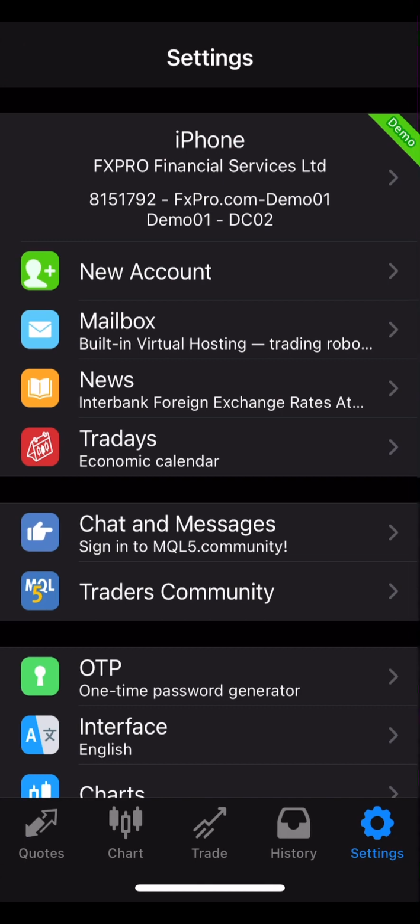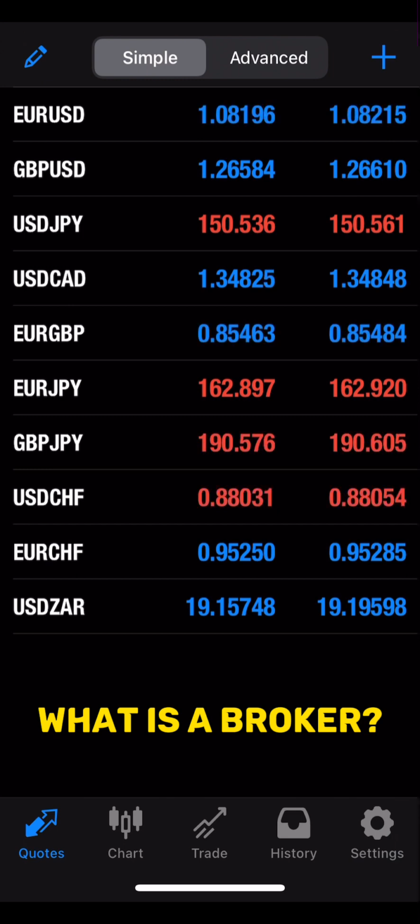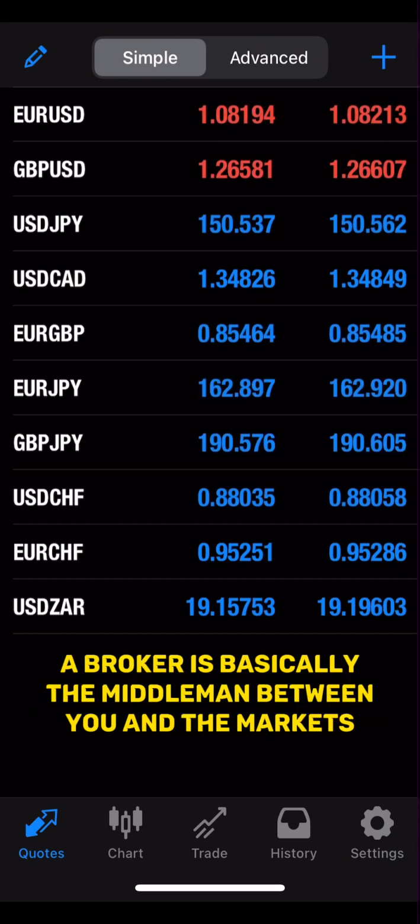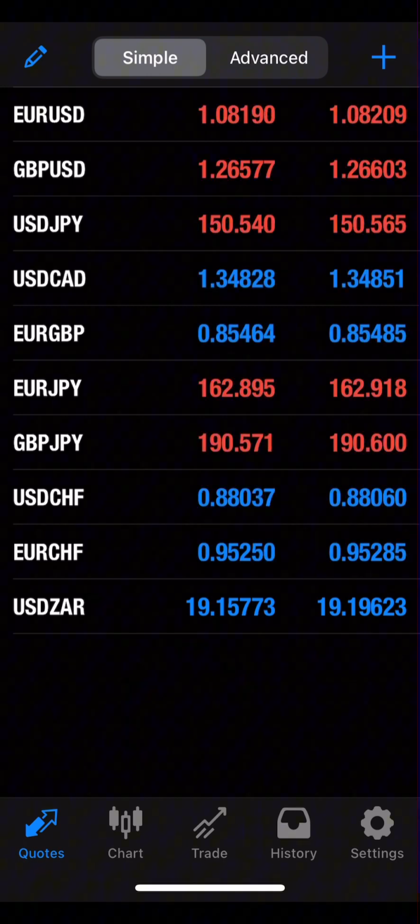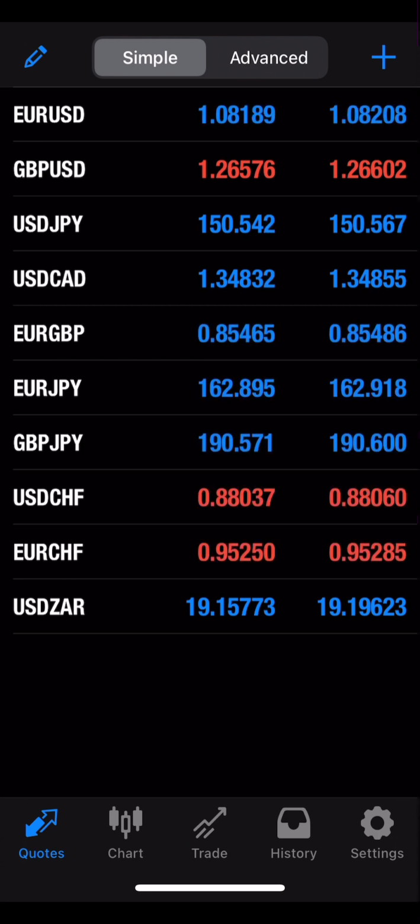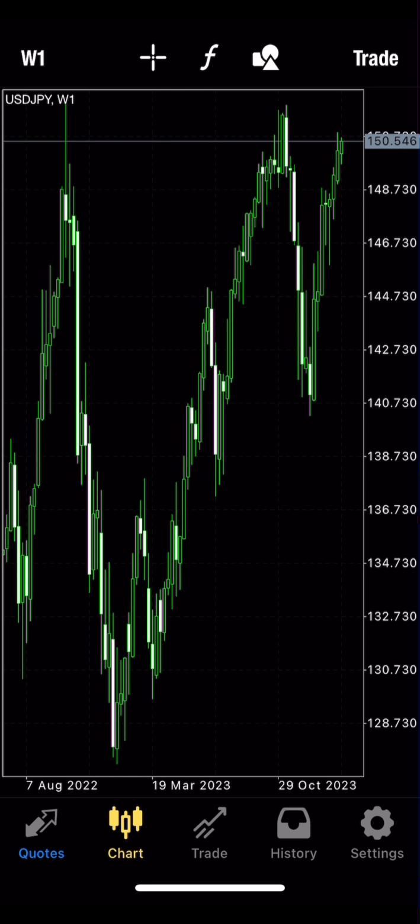Now, speaking of which, what is a broker? Well, a broker is basically a middleman between you and the markets. A broker allows you to trade the markets, right? This is also where you store your money, and this is the way you're going to withdraw money into your bank account when you've made profits from the market. So it's basically a middleman between you and the markets themselves, because you can't just trade the markets directly. You need a middleman, and that is exactly what a broker is.